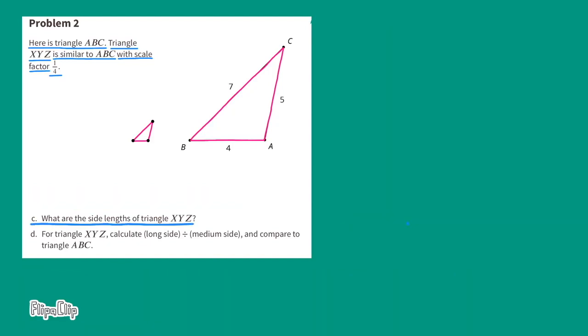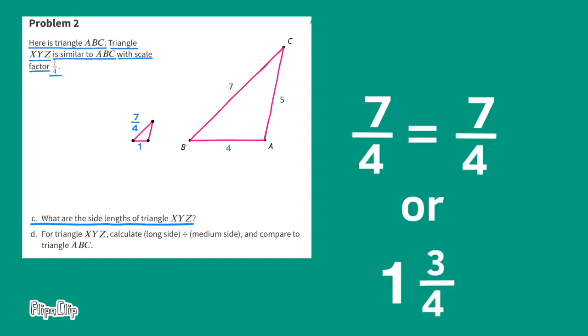C. What are the side lengths of triangle XYZ? The corresponding side lengths will be 4 times smaller than the side lengths of ABC. 4 divided by 4, or 4 times smaller than 4, is 1. So the corresponding side length would be 1 unit. And 4 times smaller than a side length that is 7 units would be 7 fourths, or 7 divided by 4, which is 1 and 3 fourths. The corresponding side length would be 7 fourths, or equivalent. 4 times smaller than a side length of 5 would be 5 fourths, or equivalent. The corresponding side length on triangle XYZ would be 5 fourths.